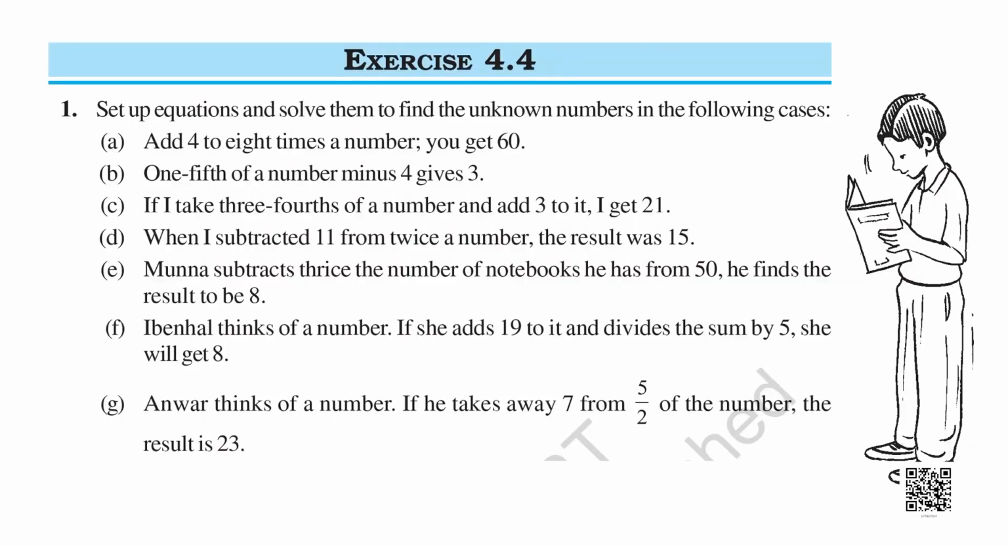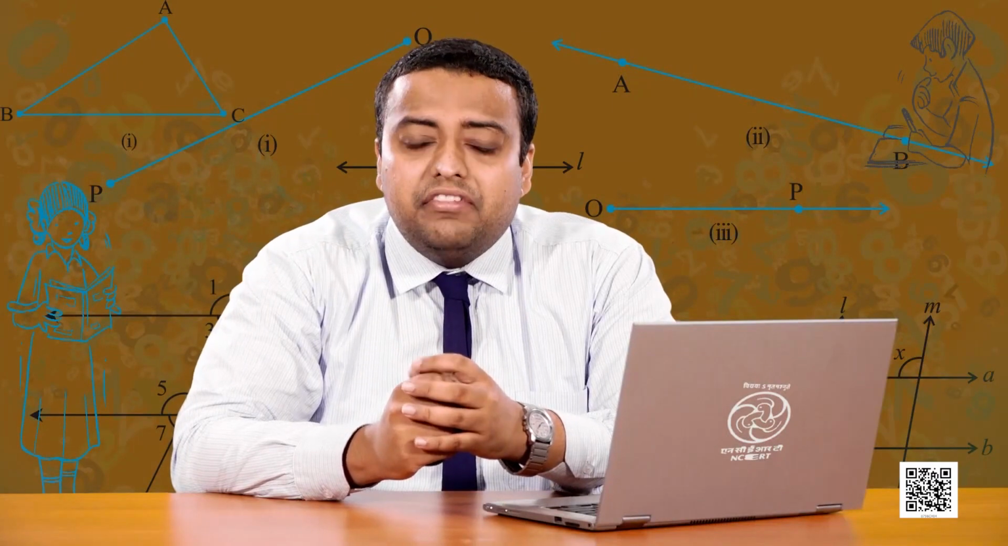So students, after doing all these examples, we are on to exercise 4.4. The first question is setting up the equations and solving them to find the unknown numbers. So students, we will take the first question, that is, setting up the equations and finding the answer.